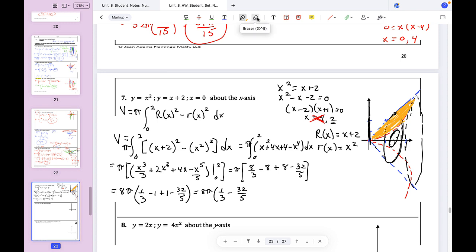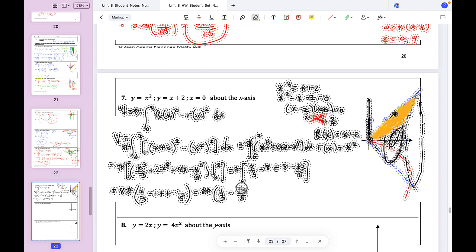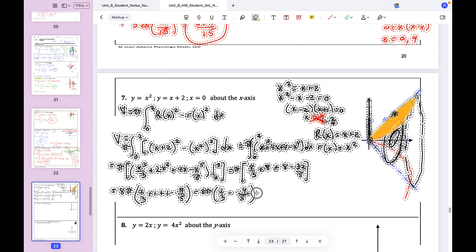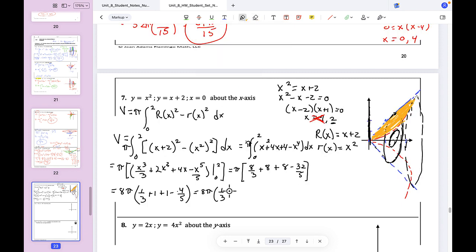I'm sorry, it's not 32. I took an 8 out, didn't I? That's going to be 4 over 5. Something's wrong. Oh, this is a plus. There you go. Plus 2 minus 4 over 5.